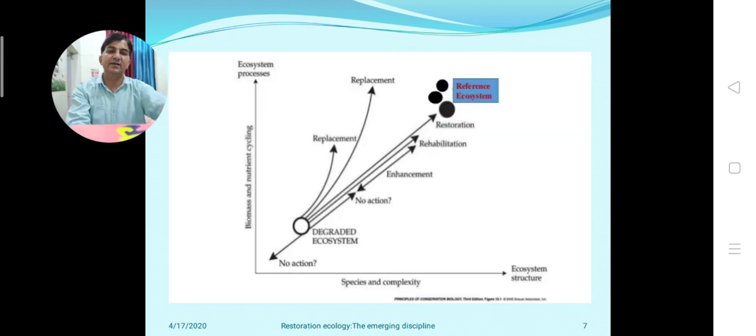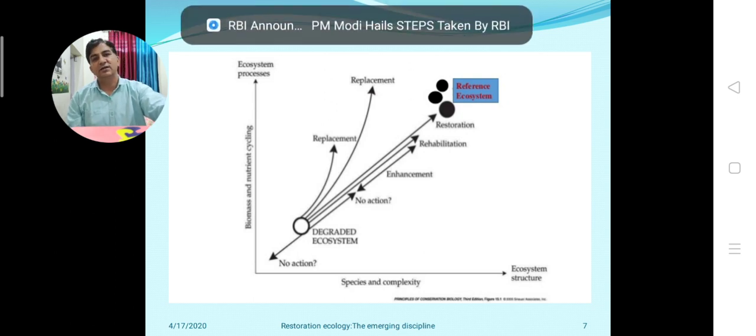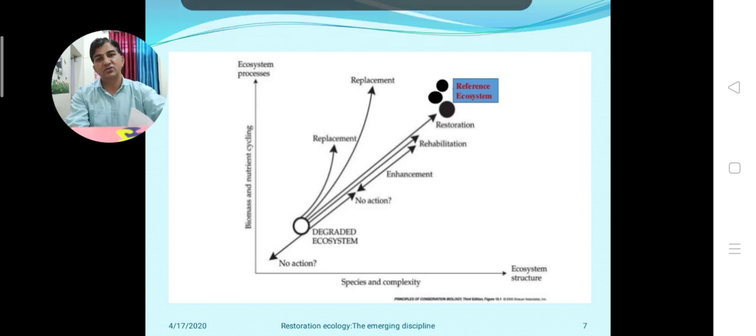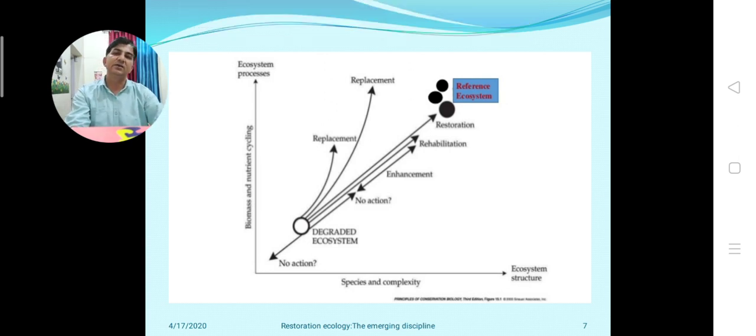The figure here shows how a degraded ecosystem can be restored through multiple options. For a healthy ecosystem, you need to have its ecosystem functions and structure intact. So, different options you can utilize in restoration, then it will be an easier task.